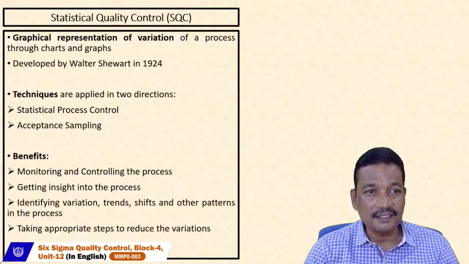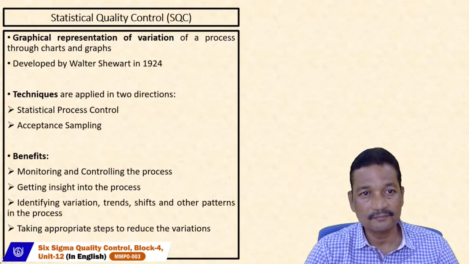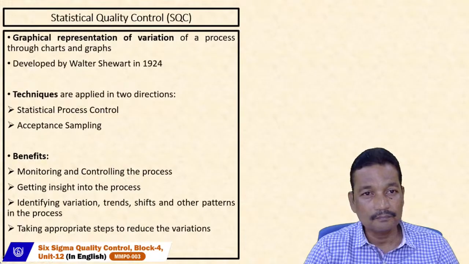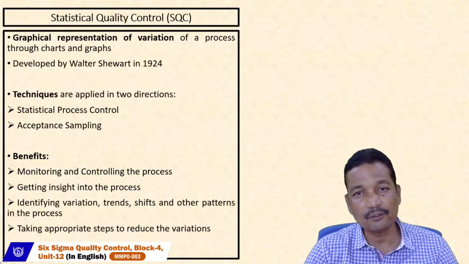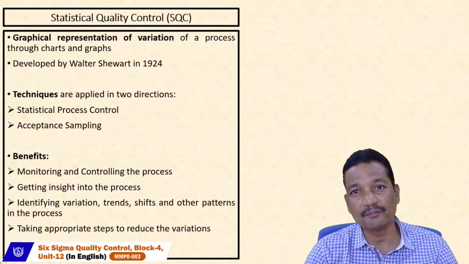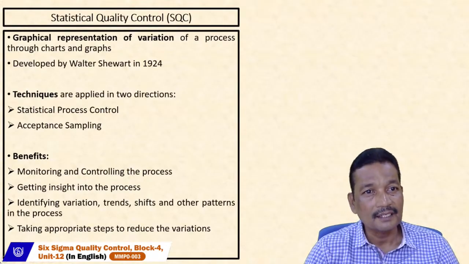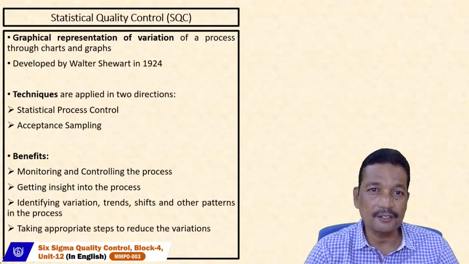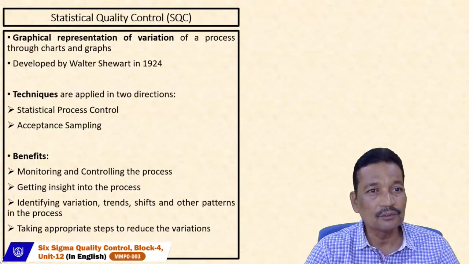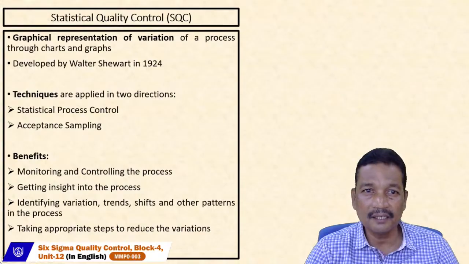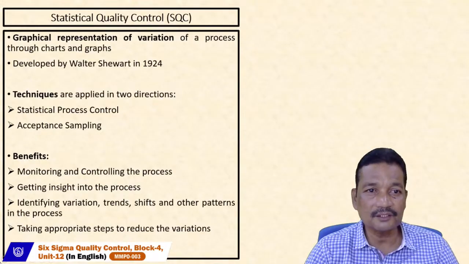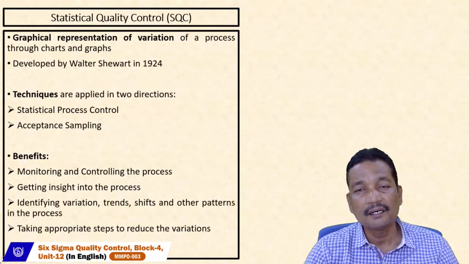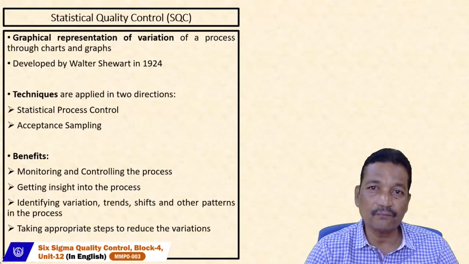SQC, or statistical quality control, is a graphical representation of variation. Whenever I am talking of variation, we are talking of the sigma or the deviation from the average value. It is a graphical representation of variation of a process through charts and graphs. This was developed by Walter Shewhart in 1924.